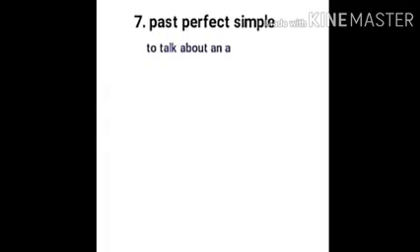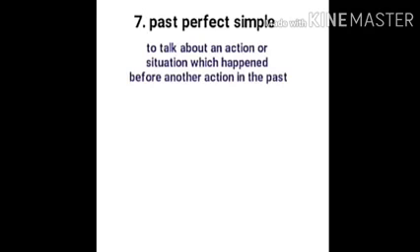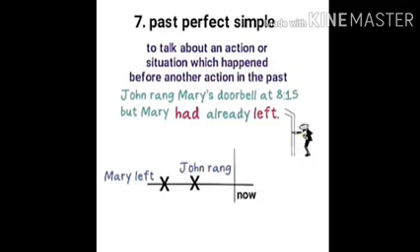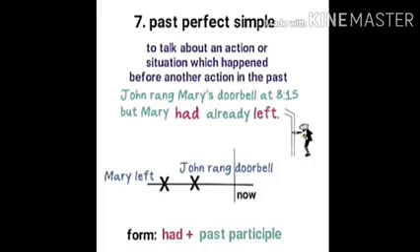Okay, so moving on to the past perfect simple. This is used to talk about an action or situation which happened before another action in the past. So John rang Mary's doorbell at 8:15, but Mary had already left. Which action came first? Mary left. Then John rang the doorbell. So here we can see on the timeline that Mary left, and then John rang the doorbell. So we use the past perfect to talk about an action, here Mary leaving, which happened before another action in the past, here John ringing the doorbell.